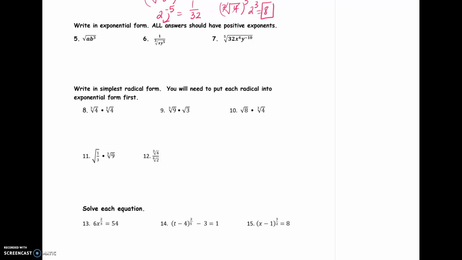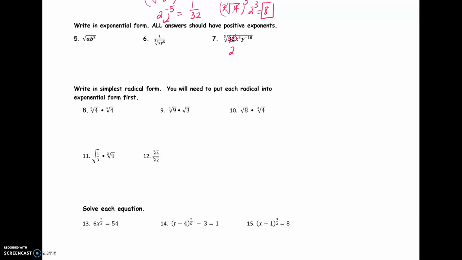Write in exponential form. All answers should have positive exponents. I'm going to do number 7 in this section. So right now it's in radical form. I'm going to convert this to exponential form. All right, so if I look at the 5th root of 32, that is a perfect 5th root. That is 2, so I'm done with that.